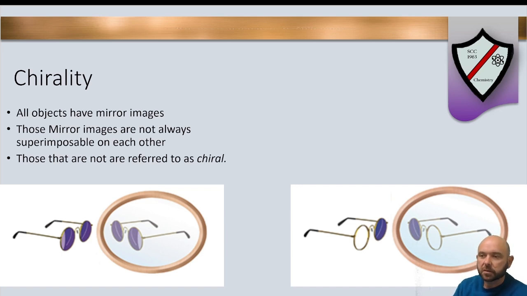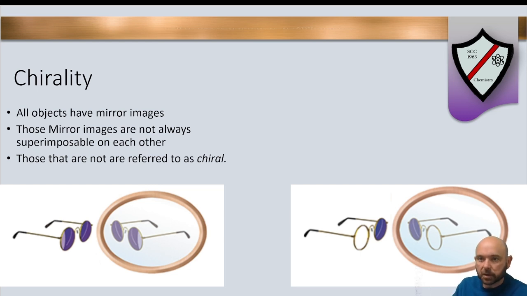So unfortunately for us, cis and trans stereoisomerism is not the only stereoisomerism that we're going to run into when we're looking at organic molecules. To talk about the other types of stereoisomerism that we're going to run into, we first have to talk about a property that some objects have called chirality. Chirality has to do with the mirror image of an object.